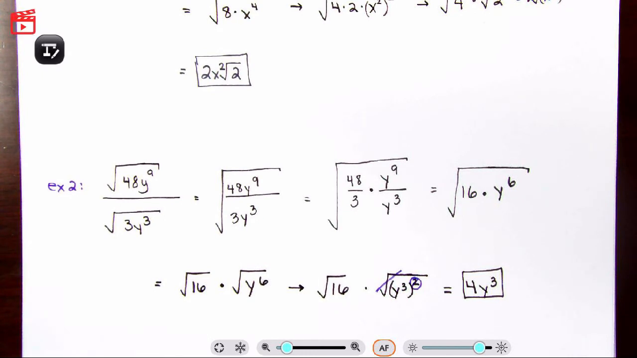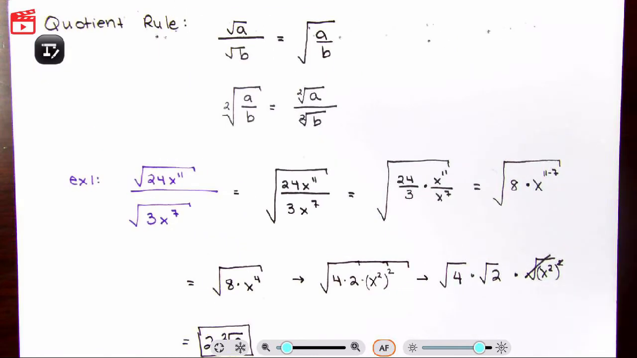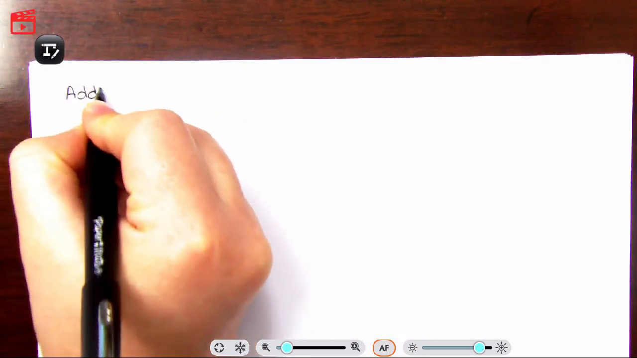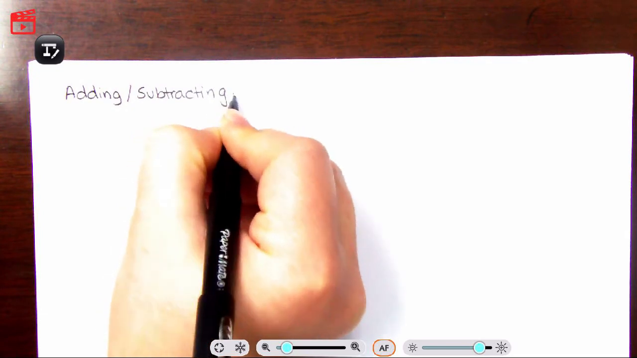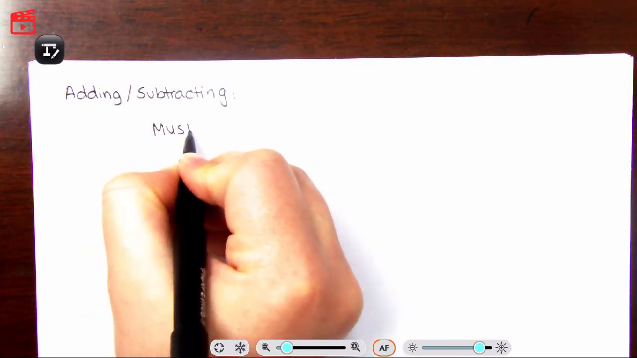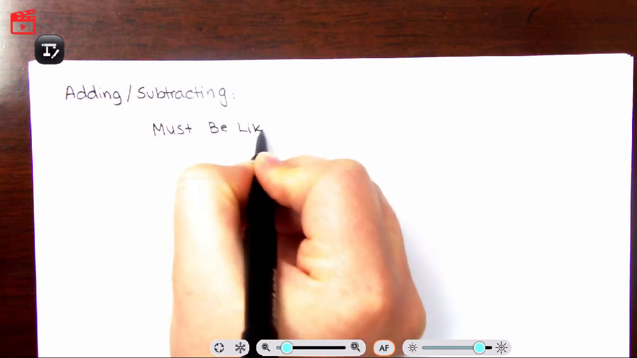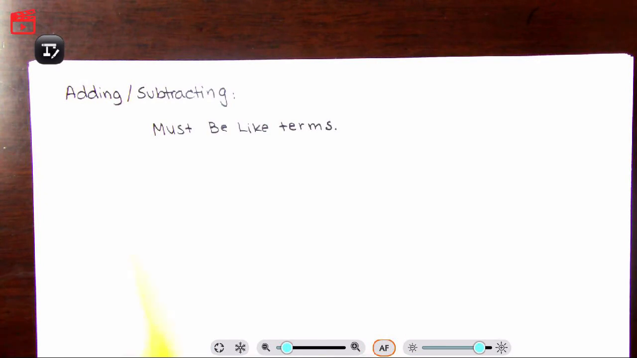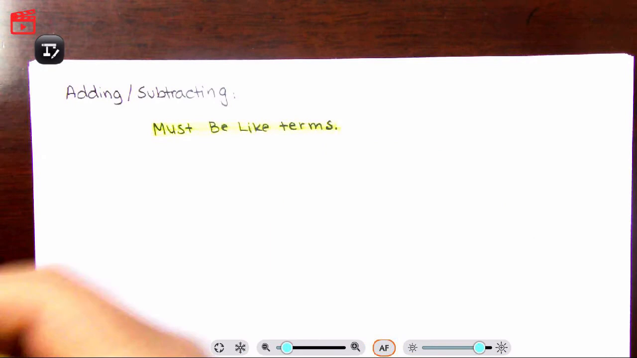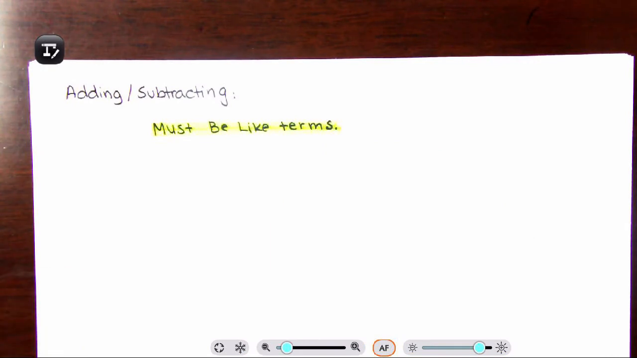All right, let's go ahead and see about adding and subtracting. So when we're adding and subtracting radical expressions, let me switch my page. Here's the thing, they must be like terms. Think of it this way. If a root is a bubble, then you're counting or subtracting bubbles.